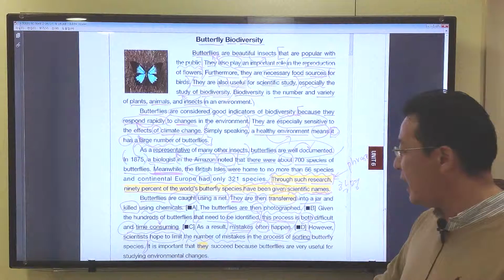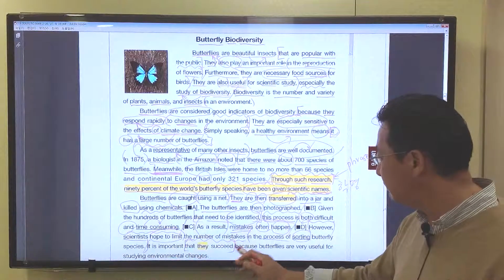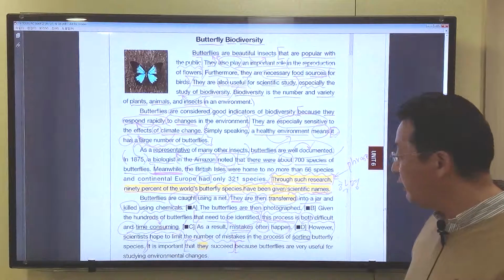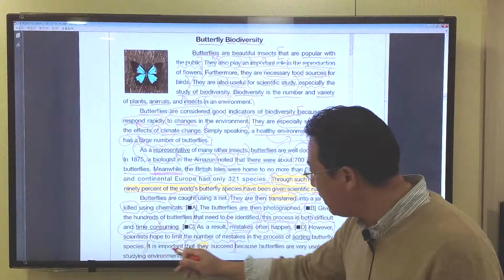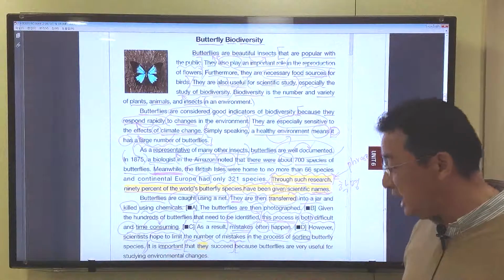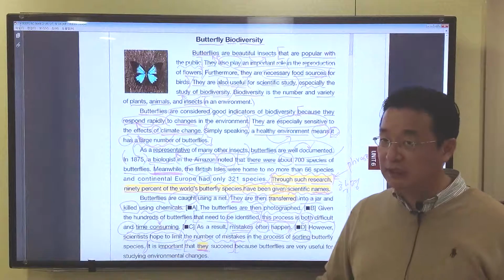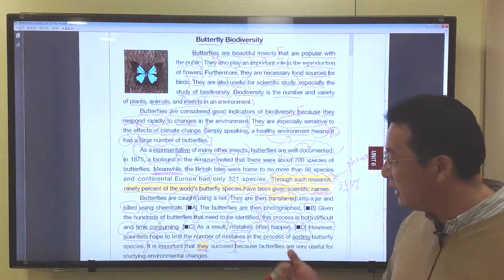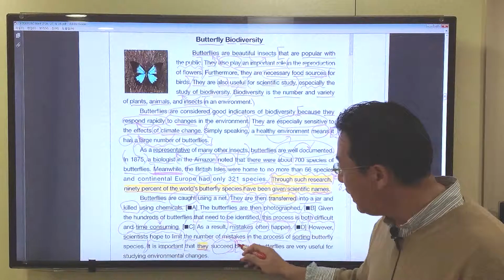It is important that they succeed because butterflies are very useful for studying environmental changes. 자, 대리아가 important, 중요하답니다. 무엇이? They succeed. Who are they? Scientists who sort butterfly species. 그죠? 그래서 나비의 종자들을 organize, 정리하는 과학자들이 성공하는 것이 중요하답니다.